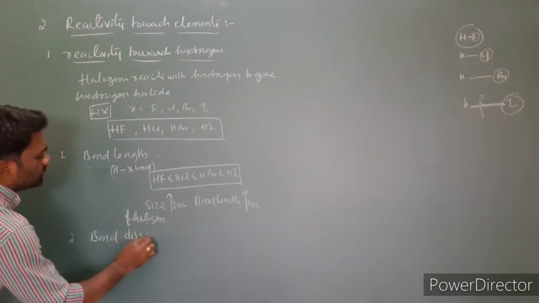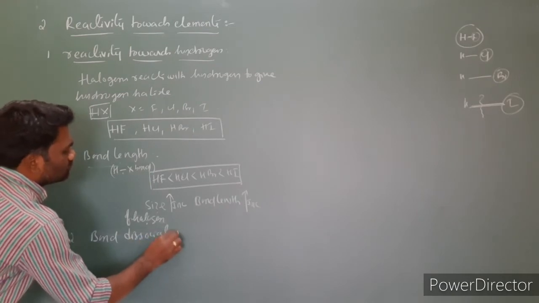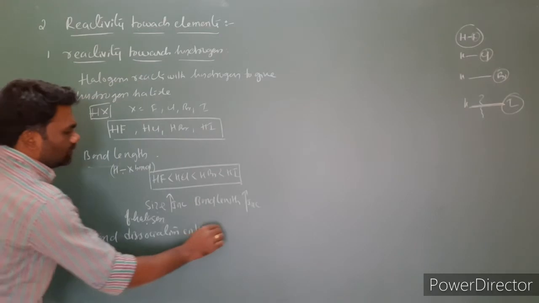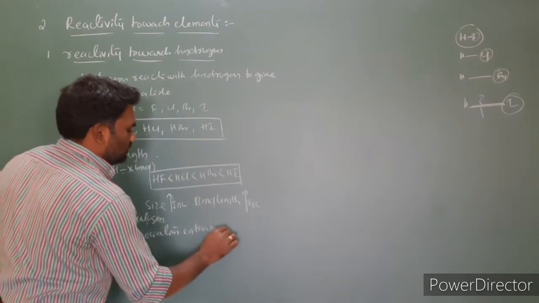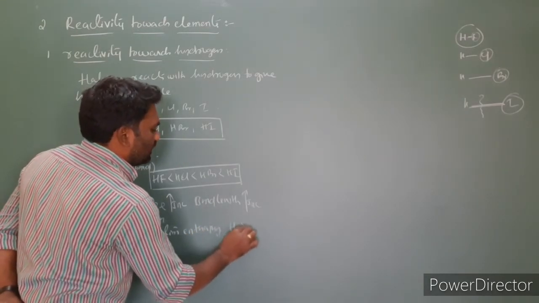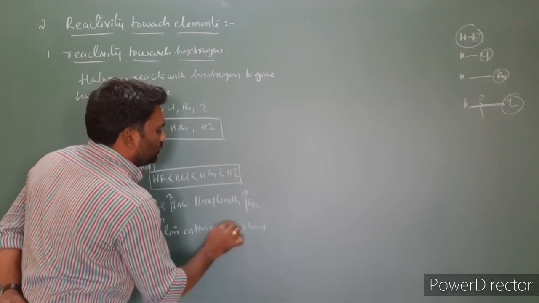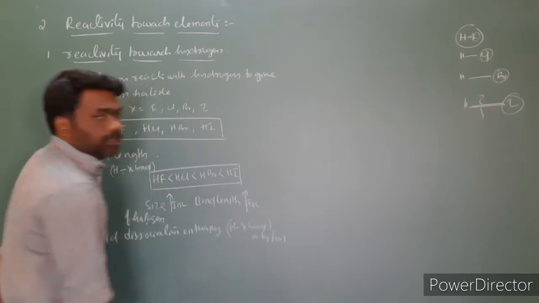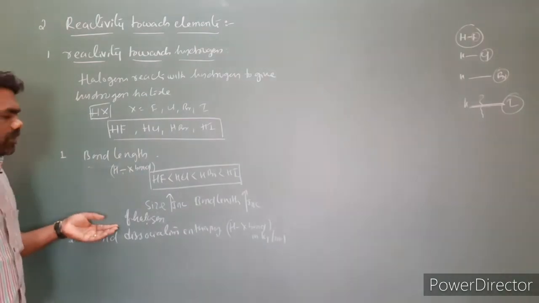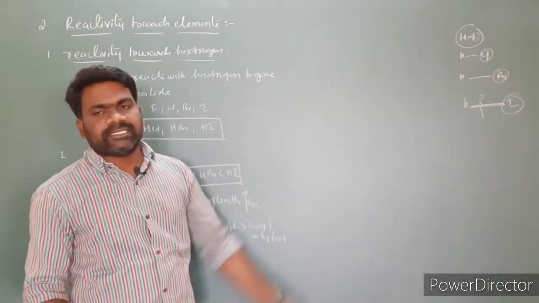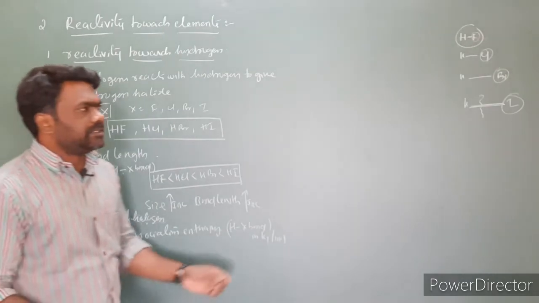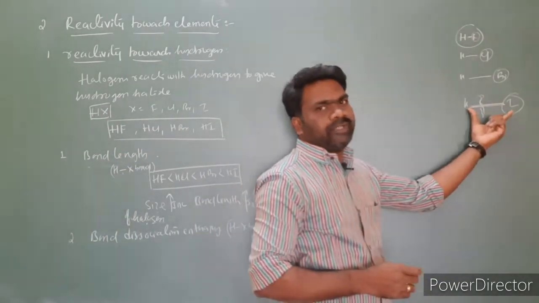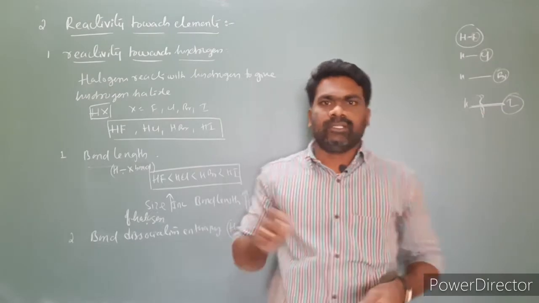Bond dissociation enthalpy. HX bond enthalpy, the HX bond in kilojoules per mole, right? So while moving from top to bottom, atomic sizes increase. Atomic size increases, breaking the bond requires a lesser amount of energy. We can break this bond very easily. So breaking is very easy.